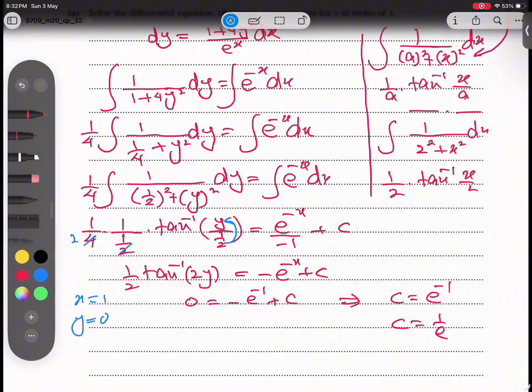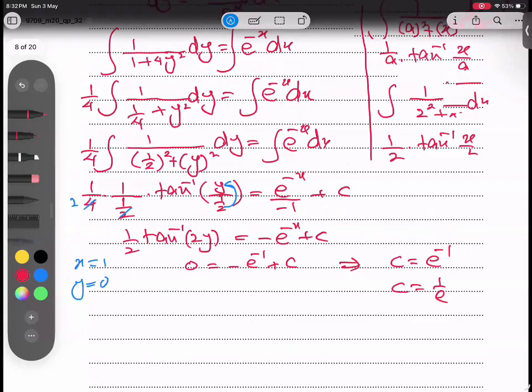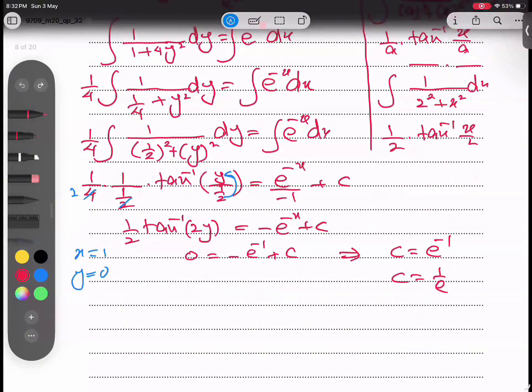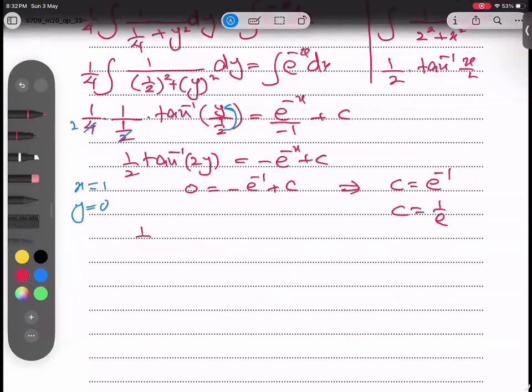And this value, students, 1 over e, I'm going to replace. If I replace it back in the equation here, what will I get? Finally, 1/2 tan inverse 2y is equal to negative e to the power negative x plus 1 over e.